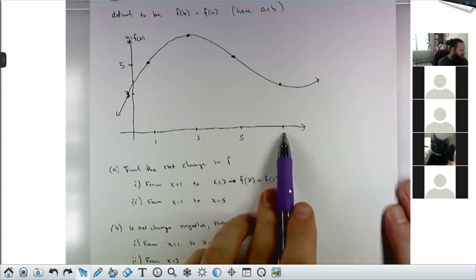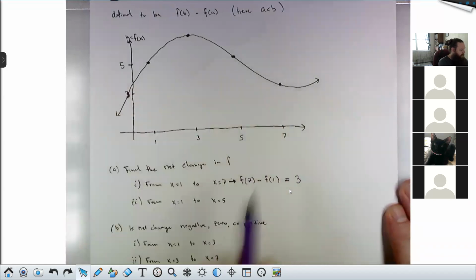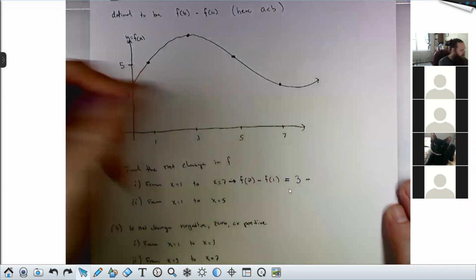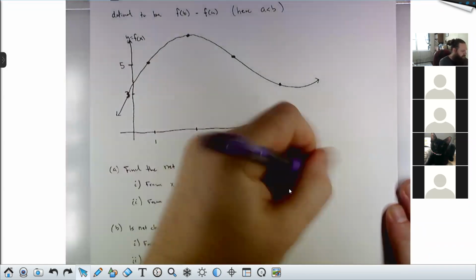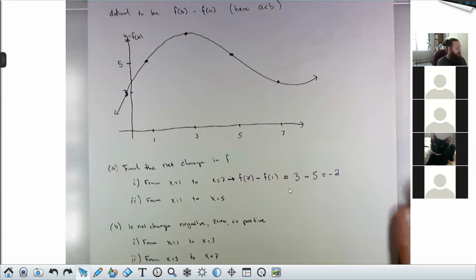So, okay, f of 7 minus f of 1. Well, what is f of 7? F of 7 is 3. What is f of 1? F of 1 is 5. So this is 3 minus 5, which is negative 2. And that's a negative net change.